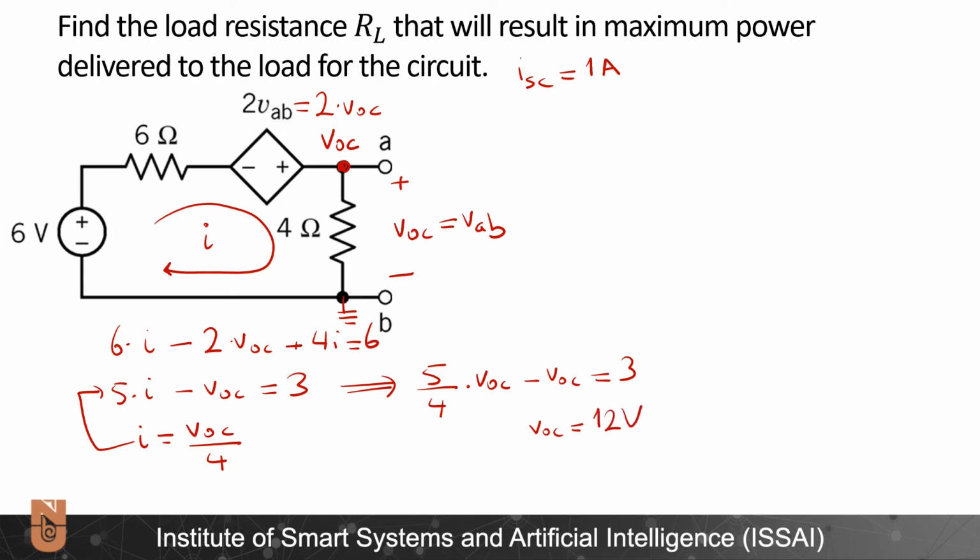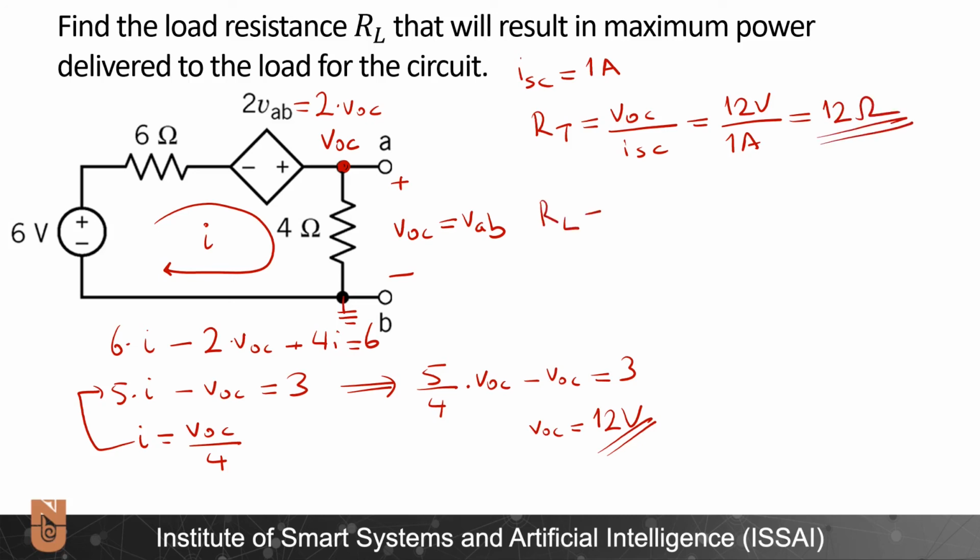12 volts. Now, if V open circuit is equal to 12 volts and I short circuit is equal to 1 ampere, our Thevenin resistance will be equal to V open circuit divided by I short circuit, and accordingly 12 volts divided by 1 ampere is 12 ohms. The load resistance RL should be equal to the Thevenin resistance of the circuit, and therefore the value of that will also be 12 ohms for maximum power transfer.